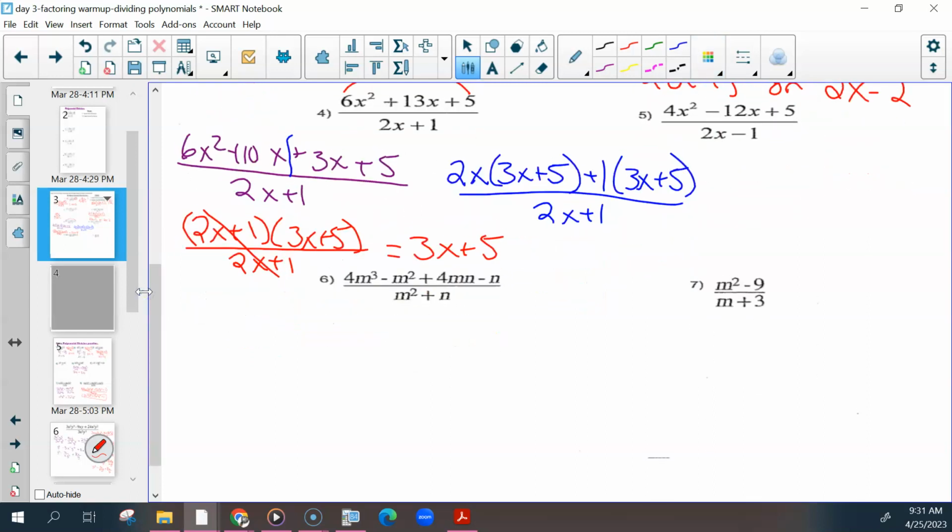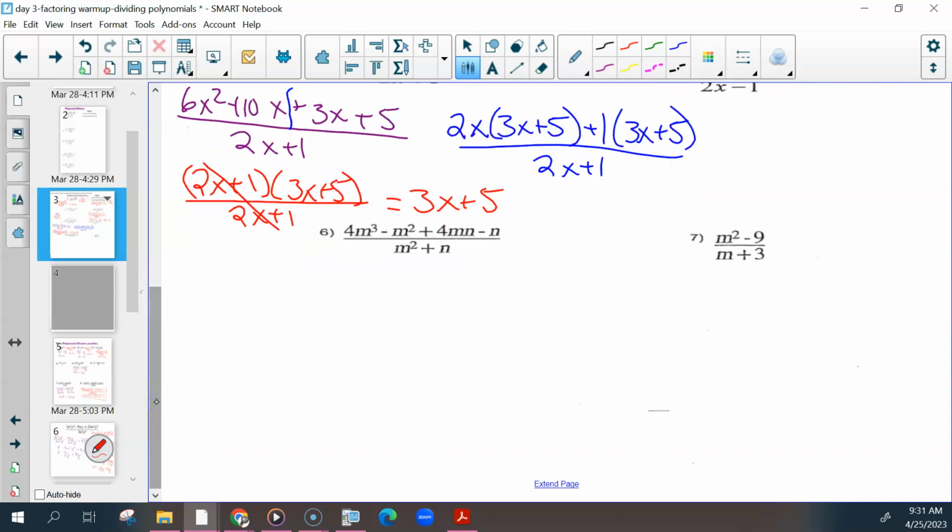What questions do we have so far? We're going to do two more problems, and I'm going to show you how to do this in decimals, and then that's it.